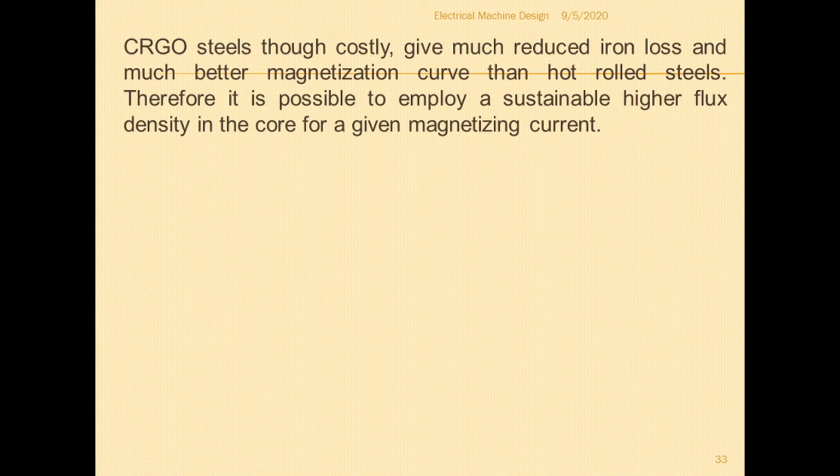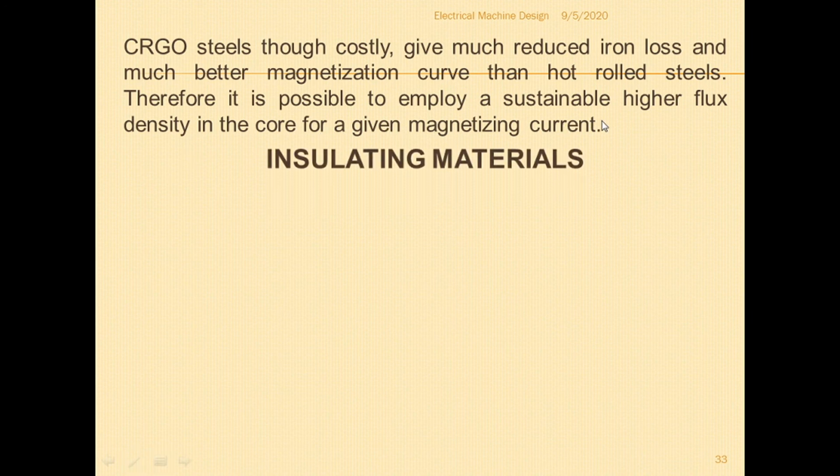CRGO steels, though costly, give much reduced iron loss and a much better magnetization curve than hot rolled steels. There are two types of steel used in turbo alternators as well as in transformers: one is cold rolled, that is CRGO, and the other is hot rolled steel. Therefore, it is possible to employ a sustainably higher flux density in the core for a given magnetizing current.